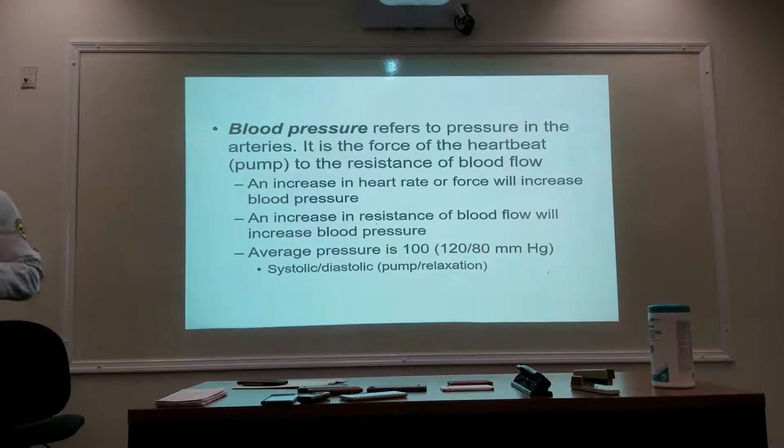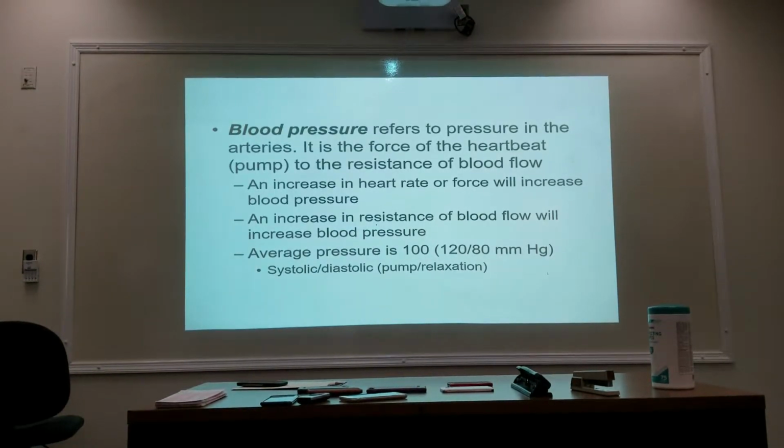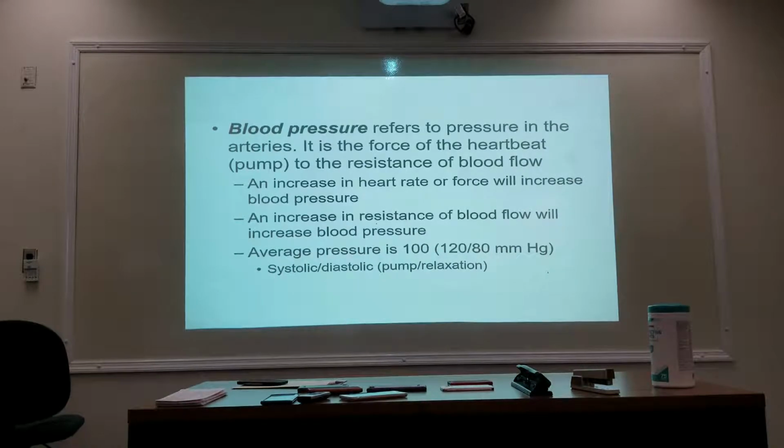So an increase in the heart rate or force will increase blood pressure. An increase in resistance of blood flow will increase blood pressure.